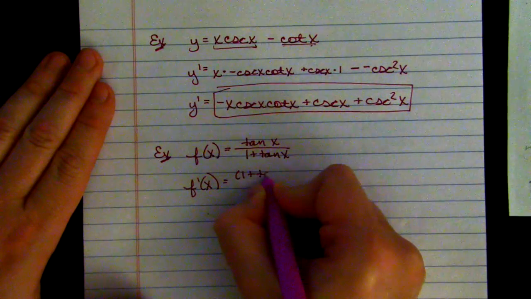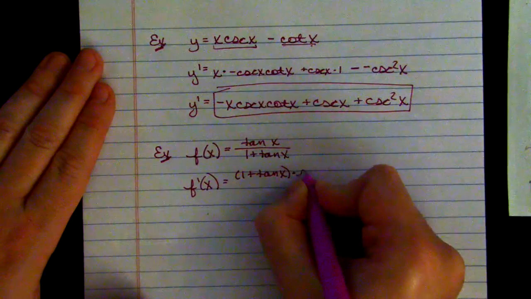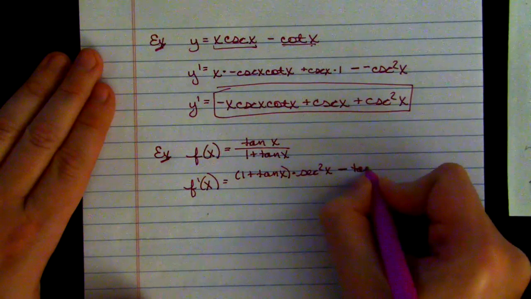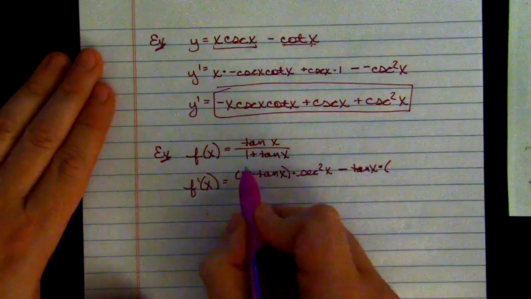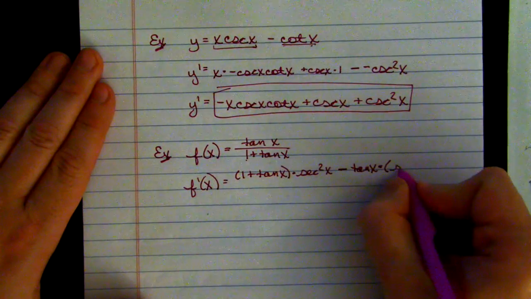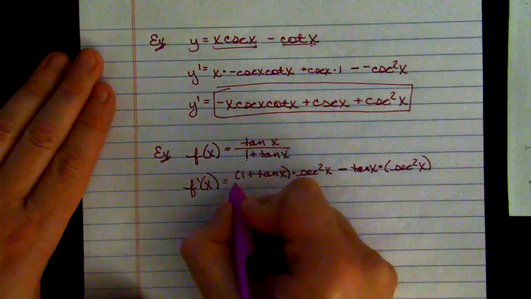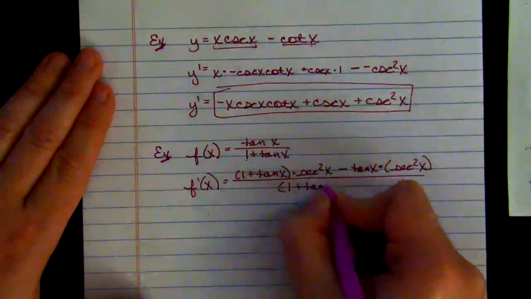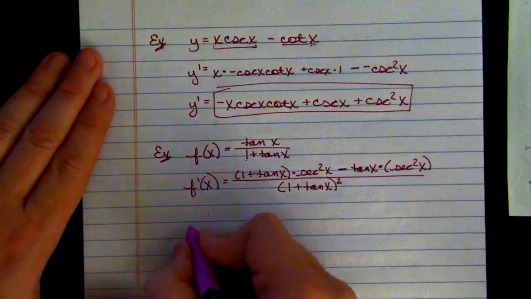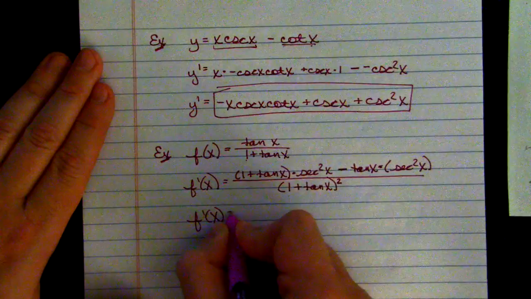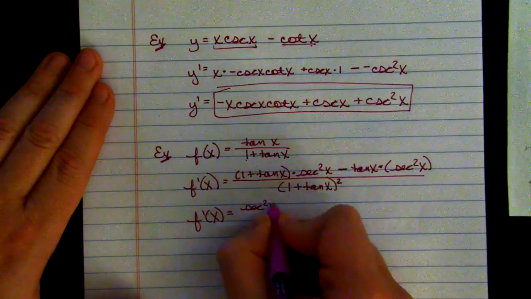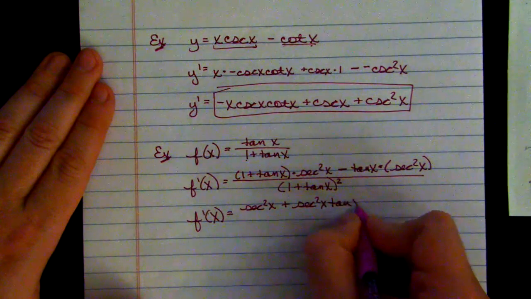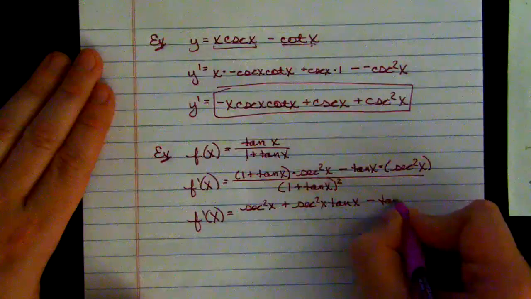Low, d high, secant squared x, minus high, tan x, times, okay, derivative of 1 is 0, derivative of tan x is secant squared x. Draw the line, square below. F prime of x equals, okay, this is secant squared x plus secant squared x tangent x minus tan x secant squared x.